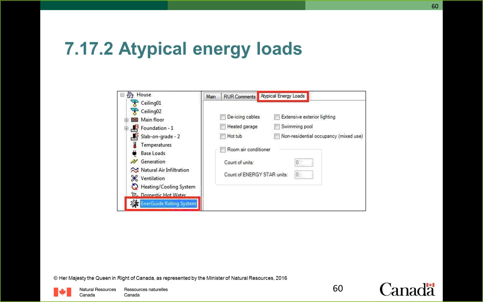Atypical energy loads are energy loads that are not common to most houses, but could account for significant energy consumption when present. These loads are not included in the annual energy consumption calculation. This screen contains checkboxes for various atypical energy loads. If any are observed, check mark the applicable boxes. Atypical energy loads consist of de-icing cables, heated garage, hot tub, extensive exterior lighting, swimming pool, non-residential occupancy, mixed use, and room air conditioner, which allows for a count of such units, including recording a count of Energy Star units.